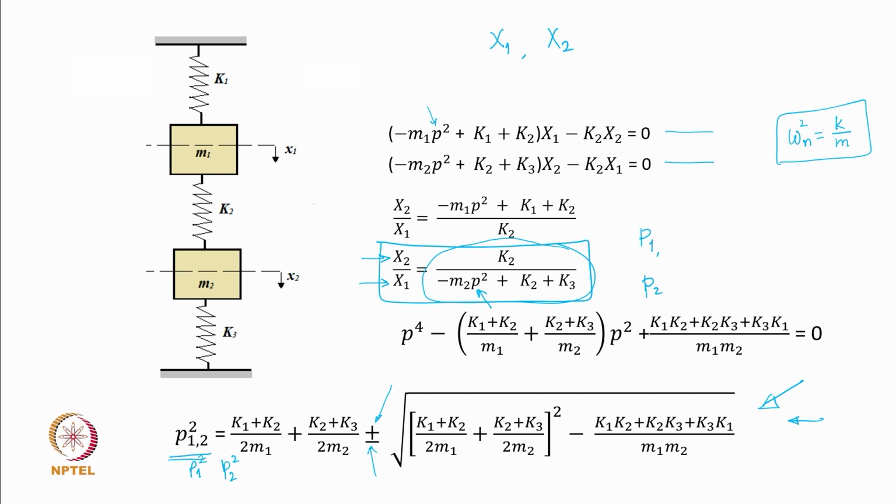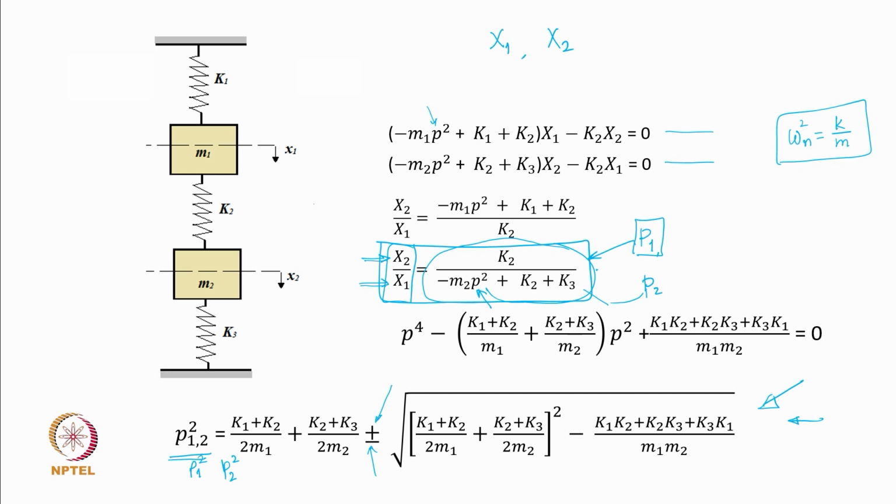So, if you maintain the number obtained by substituting P1, this amplitude ratio is maintained based on the value obtained by substituting for P1. That ratio, if you maintain, the system will execute harmonic motion at a frequency of P1. If you maintain the amplitude ratio given by the value on the right hand side by substituting P2, you will get the motion executed with the frequency of P2.